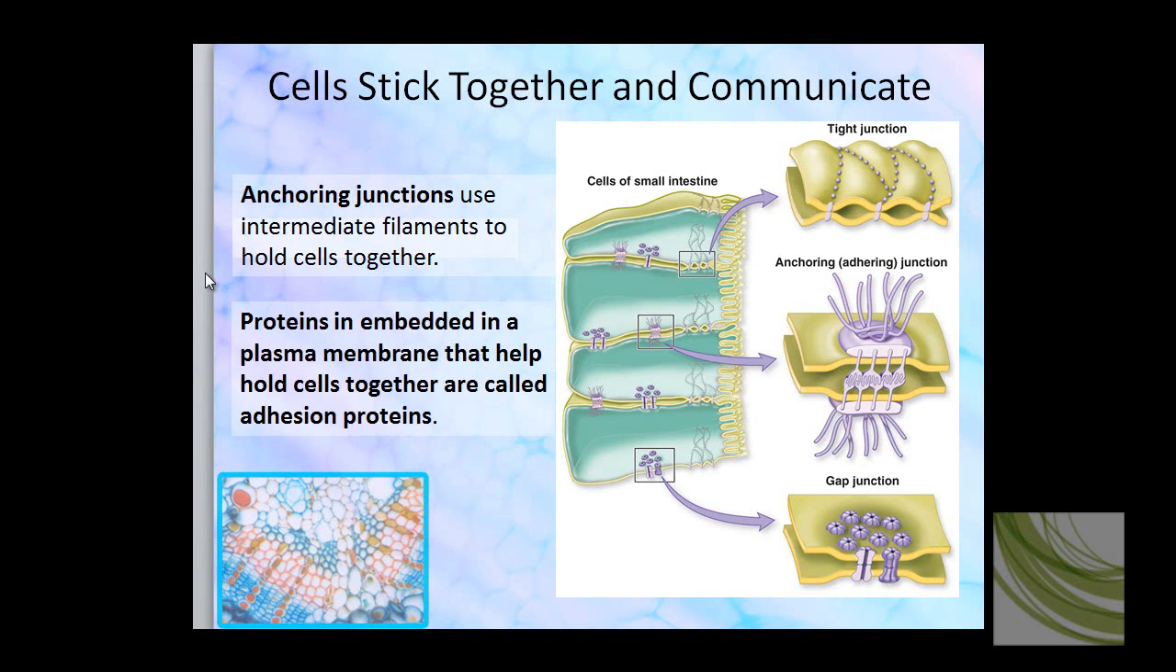Anchoring junctions. These are intermediate filaments to hold cells together. These look like this, basically, and these are in areas where there's a lot of tendency for cells to be pulled apart. Okay? So they're very, very strong.